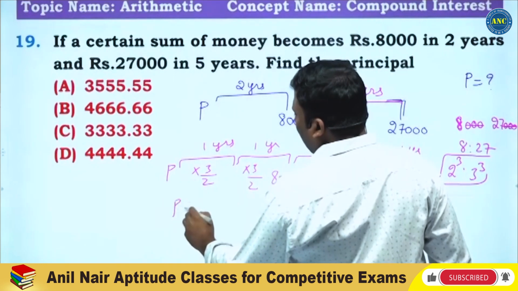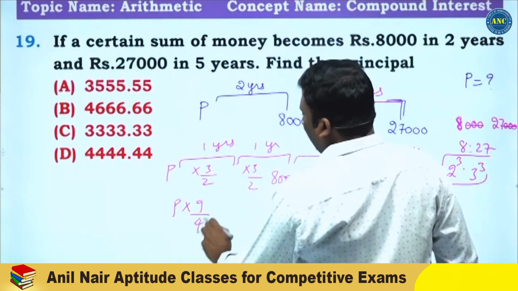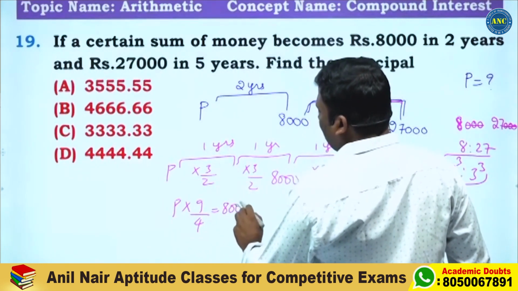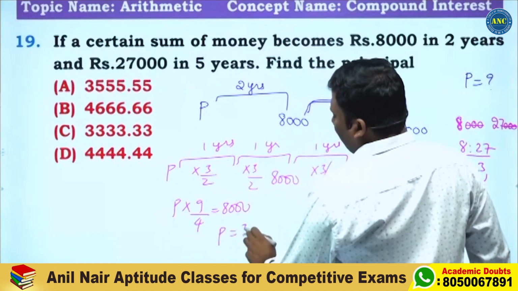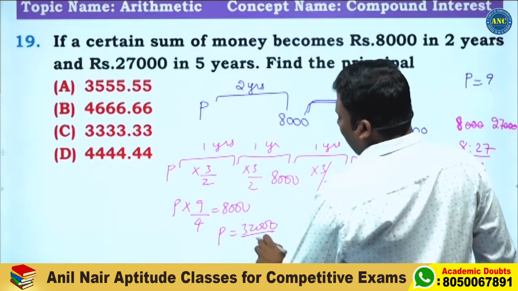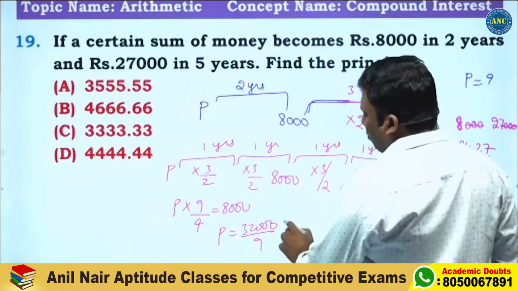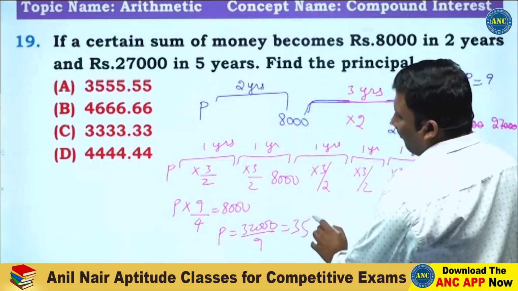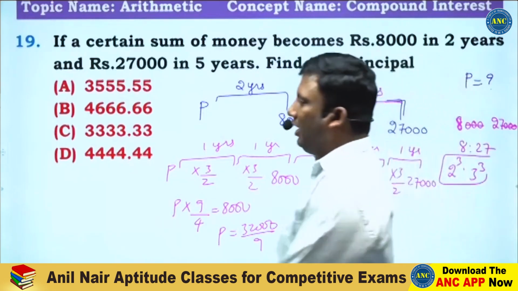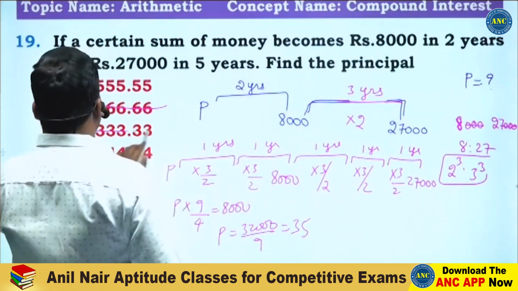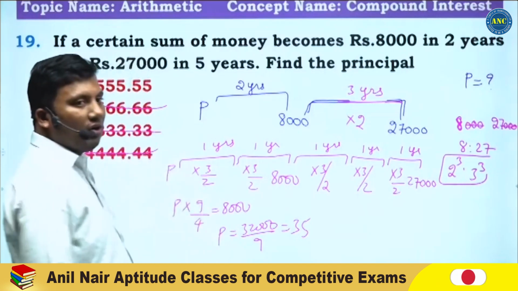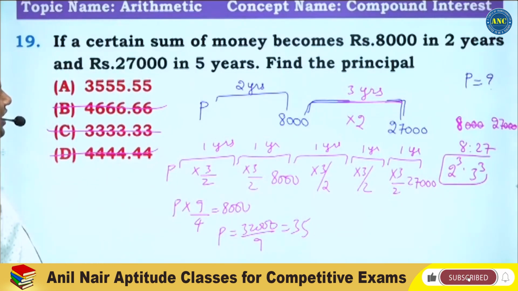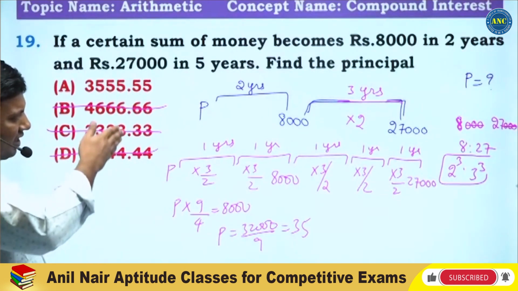So this will be P into 9 by 4 equivalent to 8,000. P will be 32,000 divided by 9. 32,000, 9 threes are 27, 50, 9 fives are. First two digits should be around 3,500. I hope the idea is clear.